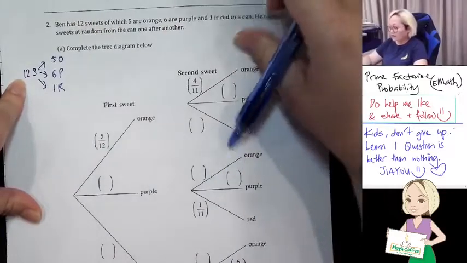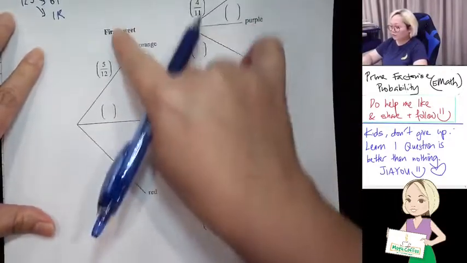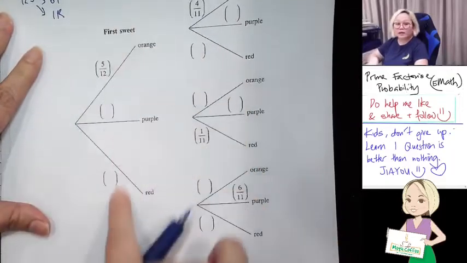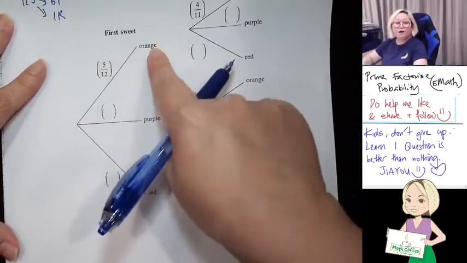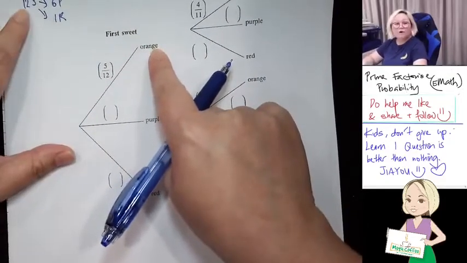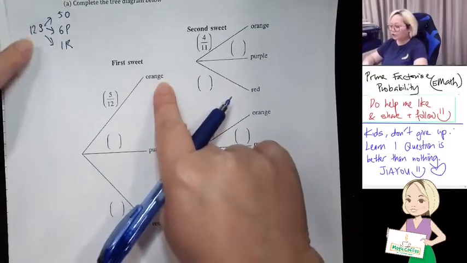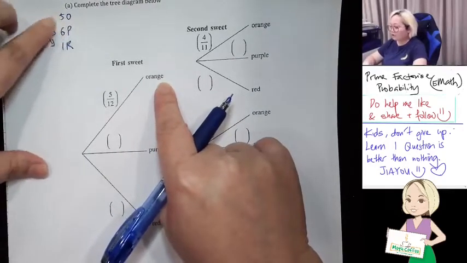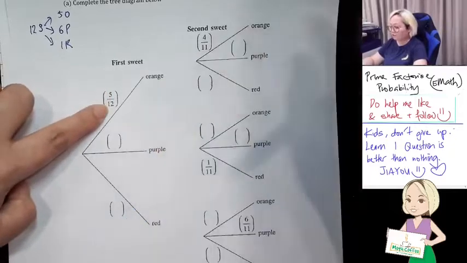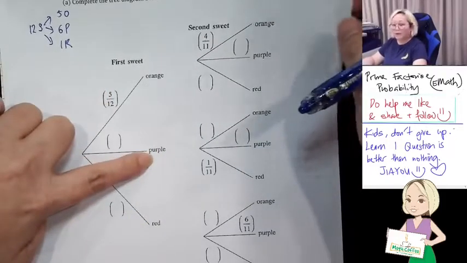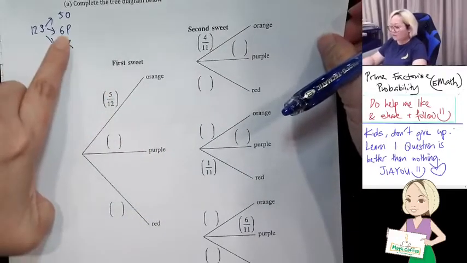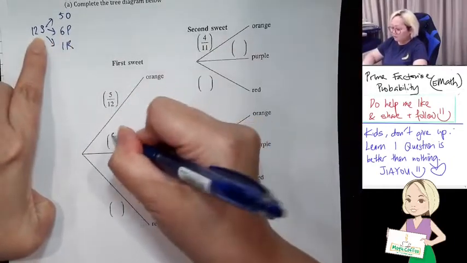So let's see. I'm going to pick the first sweet. So you can see this one is the first sweet. To pick an orange, because I have a total of 12, and I have 5 orange, that's why it's 5 out of 12. Okay, look at this purple. Purple, I have 6. So it's 6 out of 12.